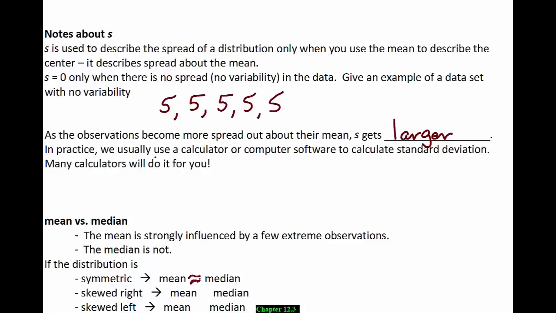So we're going to say in a symmetric distribution, they're approximately the same, because we never have exactly perfect symmetry in real life data. But if it's basically symmetric, the mean is going to be pretty similar to the median.